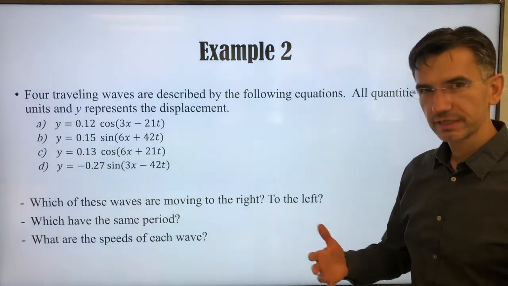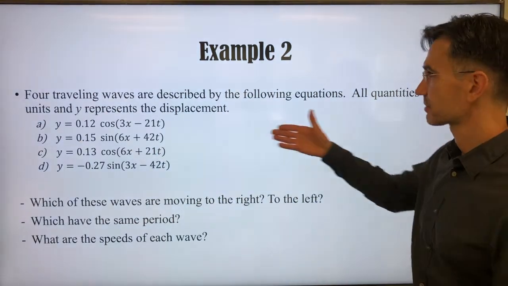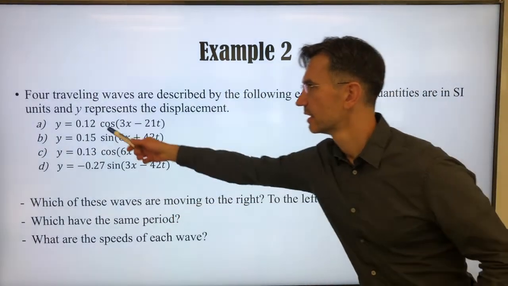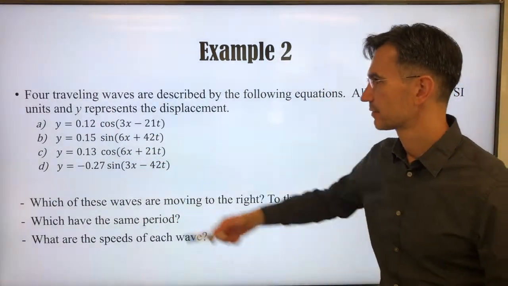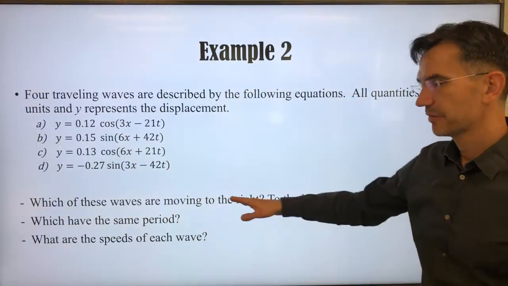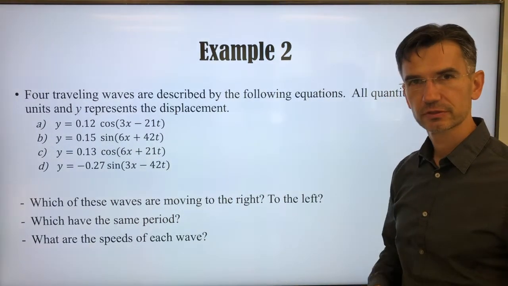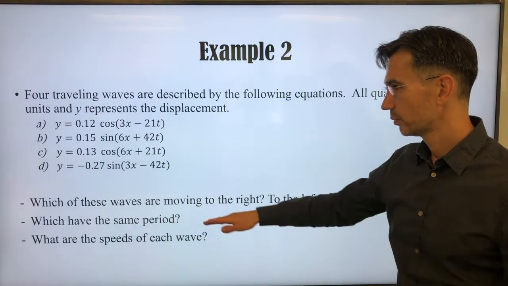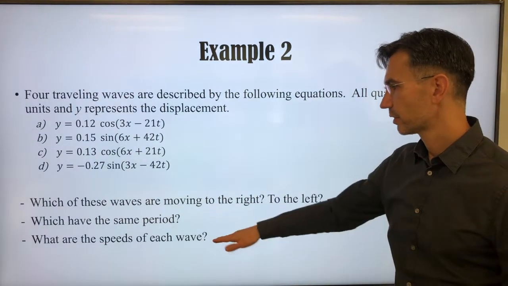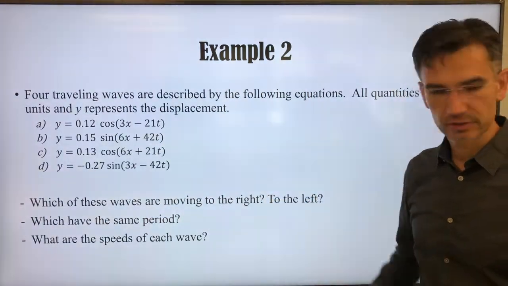Let's take another, more detailed example. We have 4 different traveling waves, and they're described by these equations A, B, C, and D. So they're all slightly different. They have different amplitudes, different wave numbers, different angular frequencies. And we have a few questions here to analyze these waves. Which ones are moving to the right? Which ones are moving to the left? Which ones have the same period, or same frequency, if you will? And what are the speeds of each wave? So let's go through each of these questions.